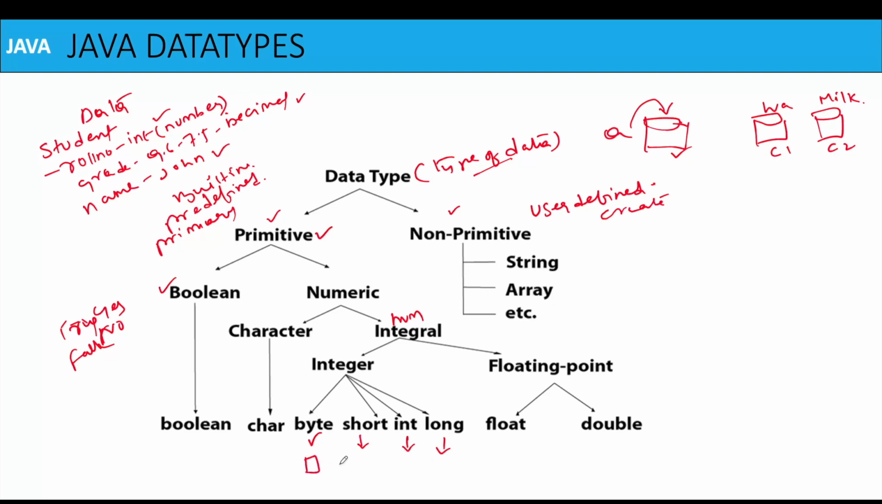If it is a small number, you take this one. If it's a bigger number, you take this one. If it is even bigger, then you take this. If it is holding a further bigger value, then you can take the long. You don't want to just waste the memory. For example, if you have a small number like 11, you should not create a long type, right?